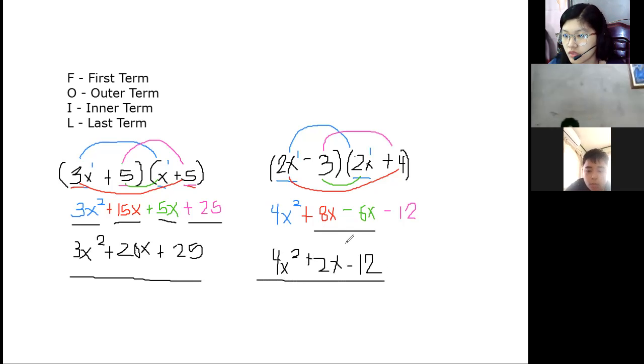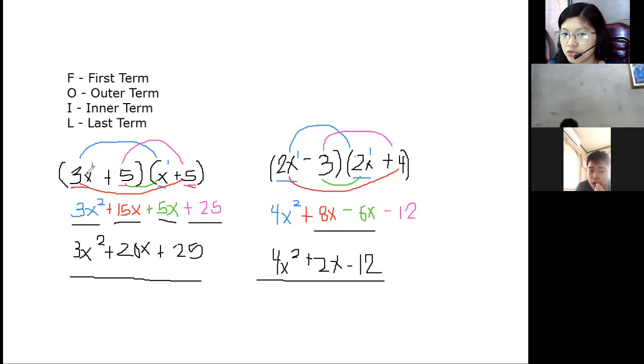Clear? Basta tandaan lang yung FOIL method. And after FOIL method, combining like terms. Medyo po nalilito ako. O sige, ulitin ko lang yung pag-explain dito. So sa first example, we have 3x plus 5 times x plus 5. So tandaan mo itong FOIL method, we have first term, outer term, inner term, and last term.